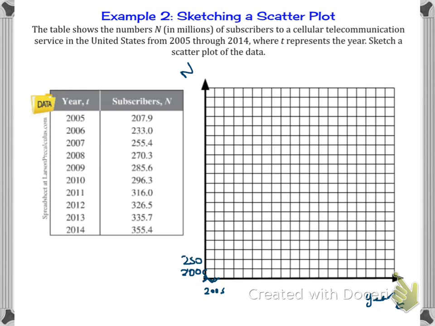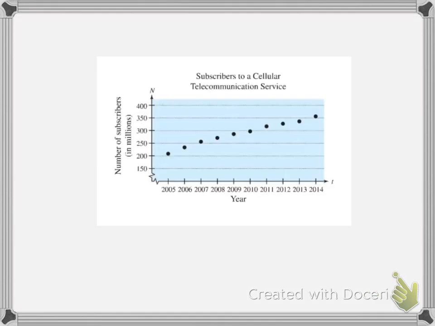Okay, so then you plot the points. 2005 is 207.9, and so you approximate where that is and plot the point. So this is your x on this side, and this is your y. When you're done with it, you should have something similar to that. Of course, you'll have the other pieces of the grid, but it looks similar to this, so you should be able to do that on your homework as well.